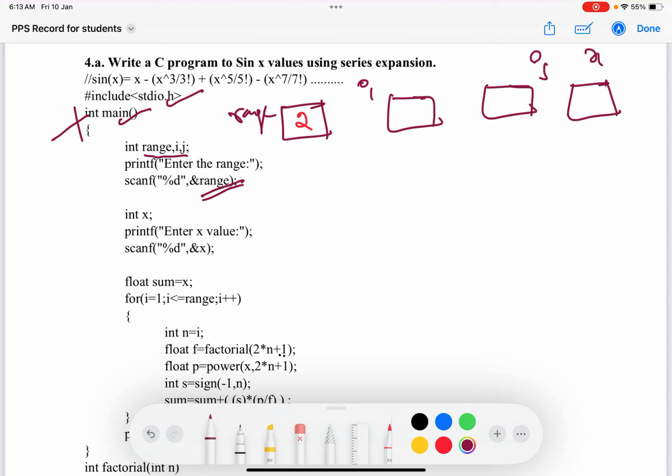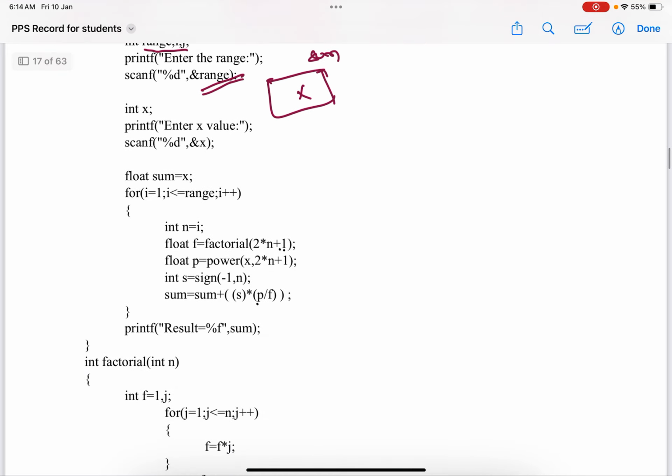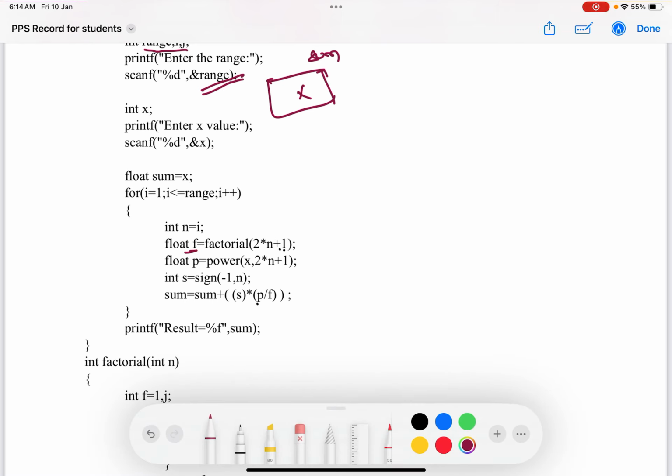After this, float sum is equal to x. So the x value we were given goes to sum. That means sum as a variable is initially holding x. X is what? The entered value. Now look at this. We will be calculating the factorial and power. So f is equal to factorial of 2 into n plus 1.